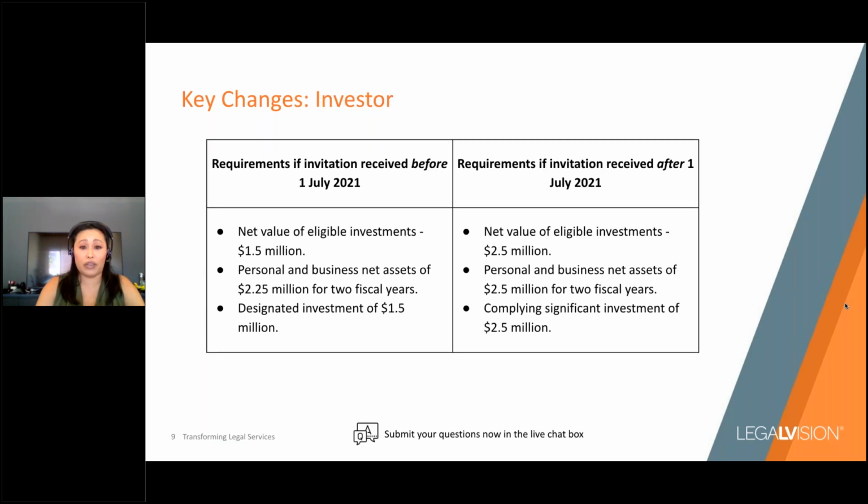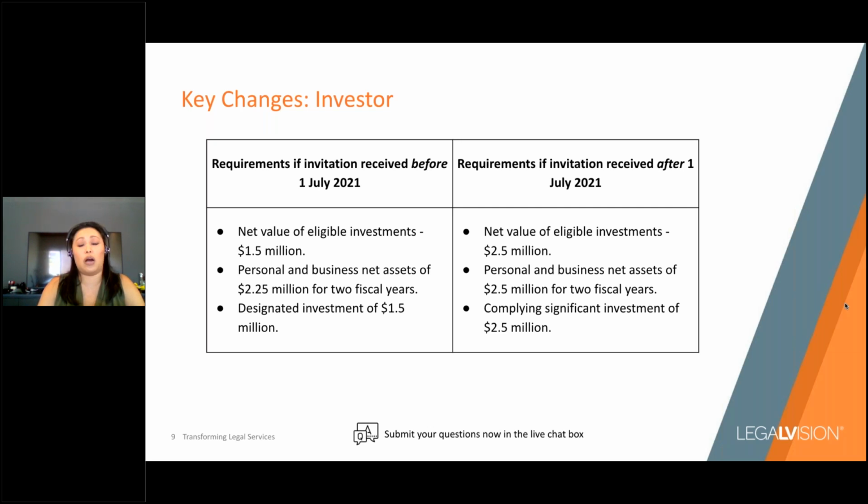So moving on to the next stream, which is the investor stream. And this is really for applicants that want to actually invest in specific Australian investments. So again, from the table, you can see that the actual net value of eligible assets, this is an assessment of the eligible investments that you've held for the last 3 years. Pre 1 July 2021, they needed to total at least 1.5 million. But post 1 July 2021, it now needs to be 2.5 million. So there has been quite a significant increase for that criteria.